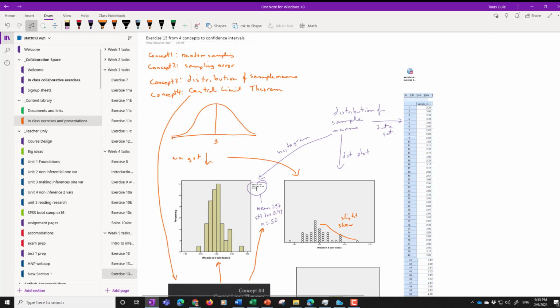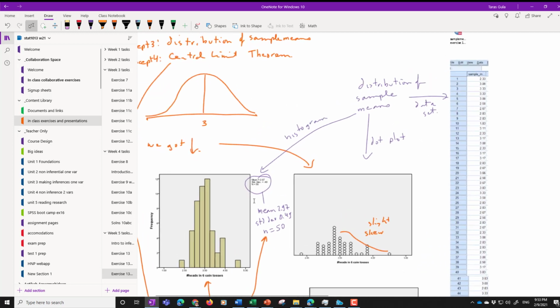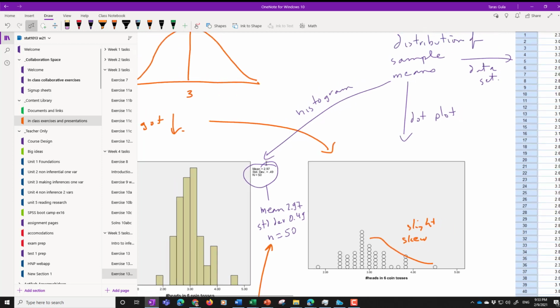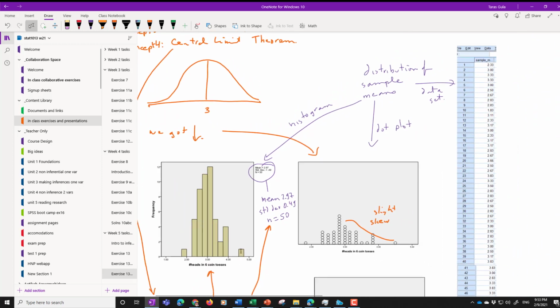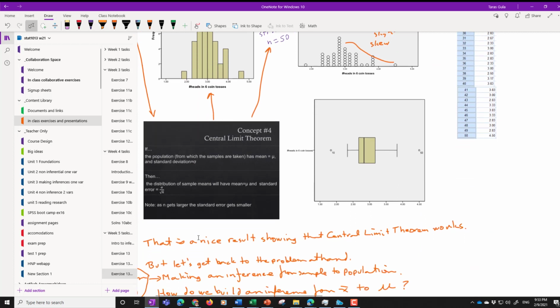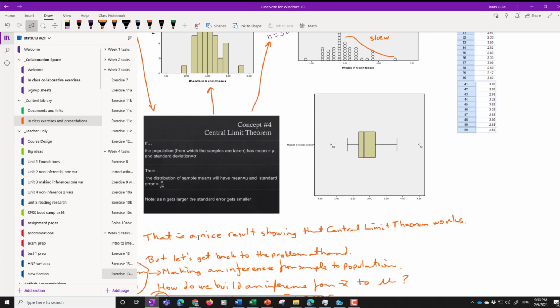Then the prediction was that the mean of the distribution of sample means would be the same as the population mean. It came out to be really, really close to 3. The histogram is more or less a normal distribution, though it's not perfect. It's more or less a normal distribution. And so the central limit theorem did its job in predicting that.